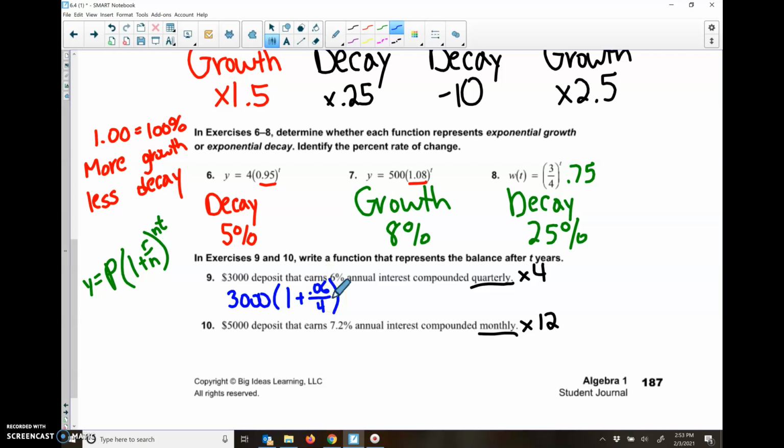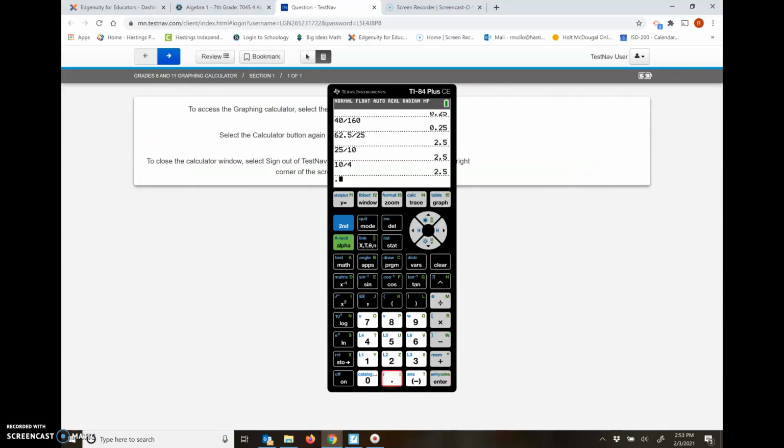Okay. And then we got to put the t, which is time. And then we don't know what the time is yet. It didn't tell us anything, but we're getting it 4 times a year. And the only other thing that Big Ideas is going to want us to do here is to simplify that middle again. So I got to figure out what 0.06 divided by 4 is, and then plus 1.